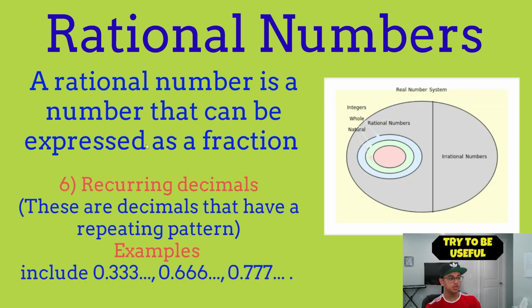And rational numbers also consist of recurring decimals. And this is like, for example, if you have a pattern. So if you go 0.333, then 666, then 333. So rational numbers also contain the recurring pattern type. And this is basically all that we have inside of rational numbers. And that is one of the sections inside of the real number system.